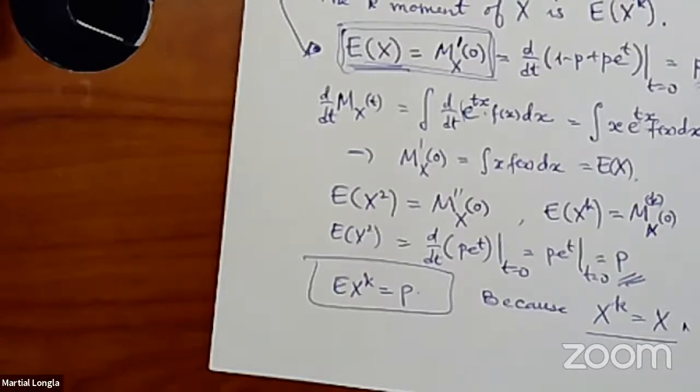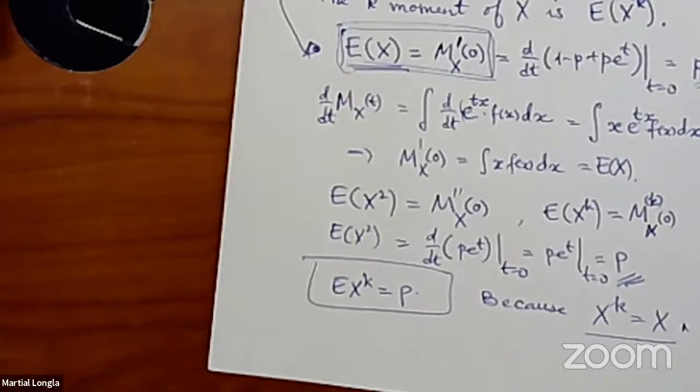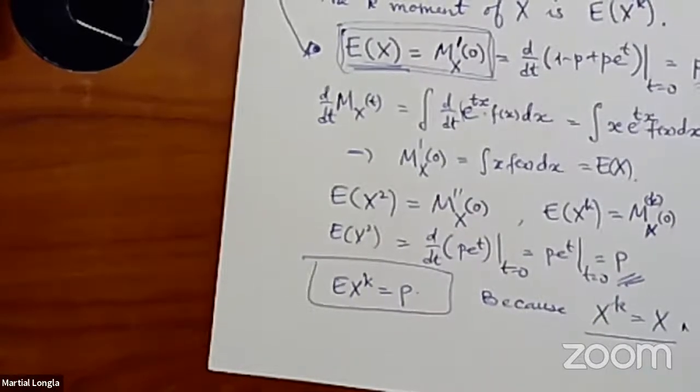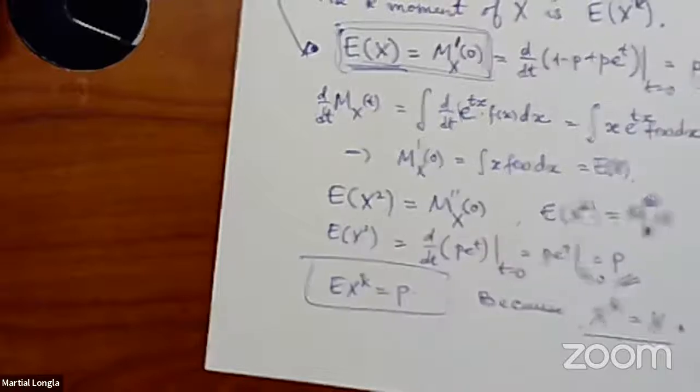So you all agree with that? For the Bernoulli random variable, x to the power k is x. Why is it? Because x is either 0 or 1. 0 to any power is 0. 1 to any power is 1. So when you raise x to any power, you're not changing anything. It's x. That's why the expected value is going to be the expected value of x, which is p, that we found.